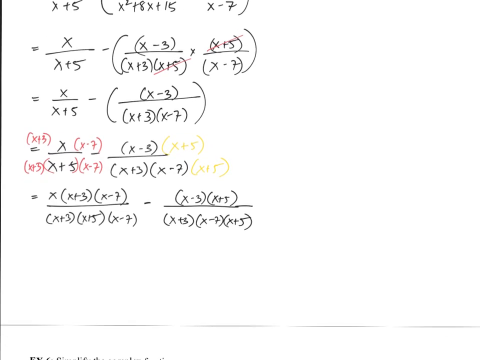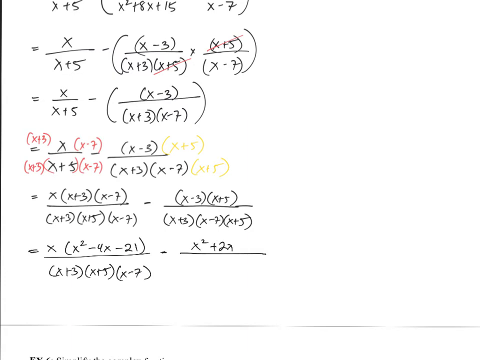Alright, so now I'm going to go ahead and multiply out the numerators. I'm not going to touch the denominators because we leave those factored. Okay, multiplying them out. Let's see, I'll do these guys first. That's going to be x squared minus 4x minus 21, I believe, all over x plus 3, x plus 5, x minus 7, minus. And in the top, multiplying these guys out, that'll be x squared plus 2x minus 15. All right, looks good. And then writing down the common denominator again.